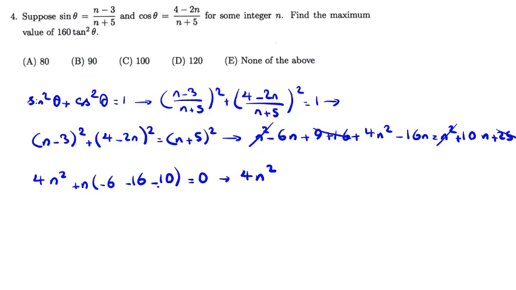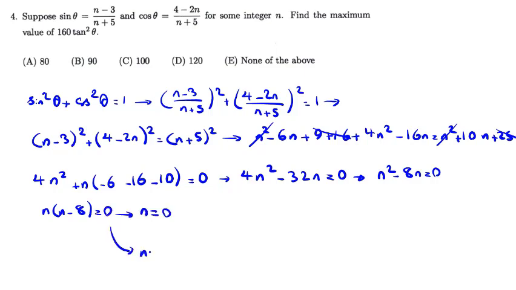And if we divide by 4, then we have n squared minus 8n equals 0. So n times (n minus 8) equals 0. So n is 0 or n is 8. So for the first case, n is 0. Sine theta is what? It is negative 3 over 5. Cos theta is what? 4 over 5. So tangent theta is what? This over this, negative 3 over 4.